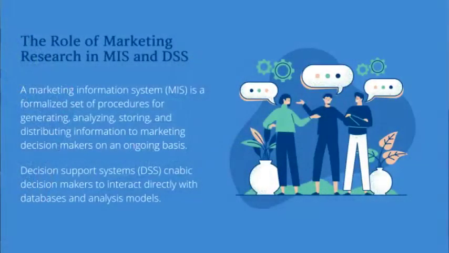Next one, the role of marketing research in MIS and DSS. A marketing information system, or MIS, is a formalized set of procedures for generating, analyzing, storing, and distributing information to marketing decision makers on an ongoing basis. And the decision support system, or DSS, enables decision makers to interact directly with databases and analysis models. And the way this information can be used by the decision maker. This is because the information is rigidly structured and cannot be easily manipulated.